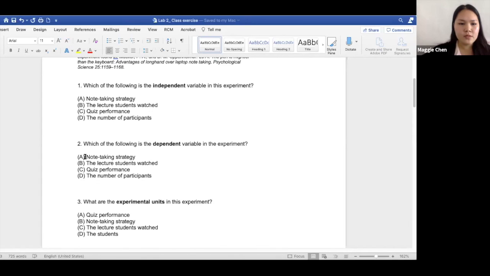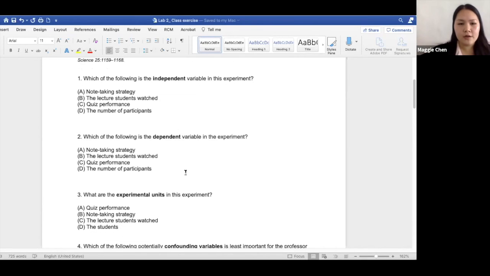So we can take out note-taking strategy because that was our independent variable. And we can also say that looking at the number of participants, it doesn't change. It doesn't depend on our note-taking strategy. The lecture students watch doesn't change. So our quiz performance, option C, is the answer, because how students do on the quiz would be our dependent variable, and that's what we're measuring based on our note-taking strategy, our independent variable.